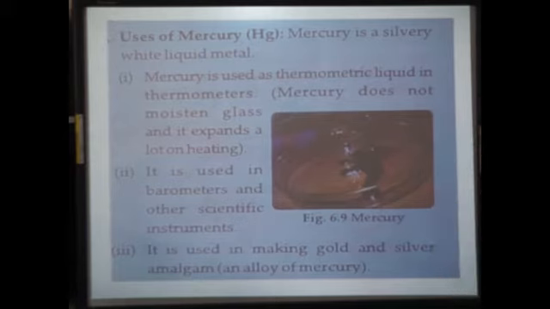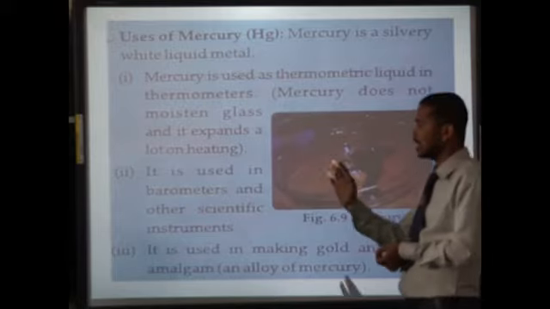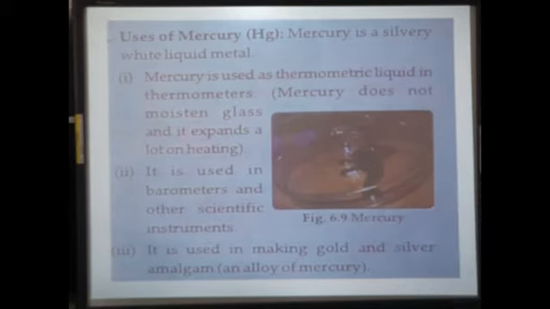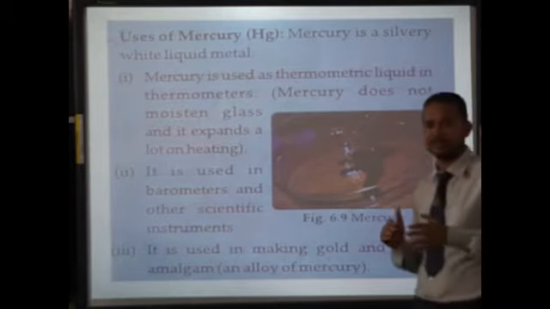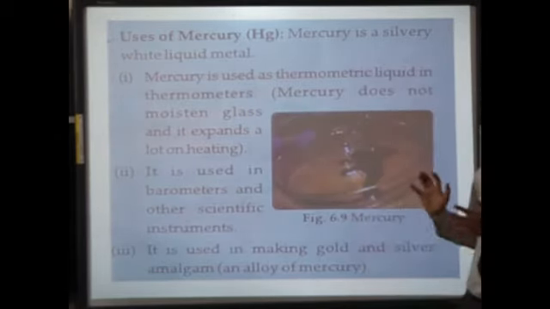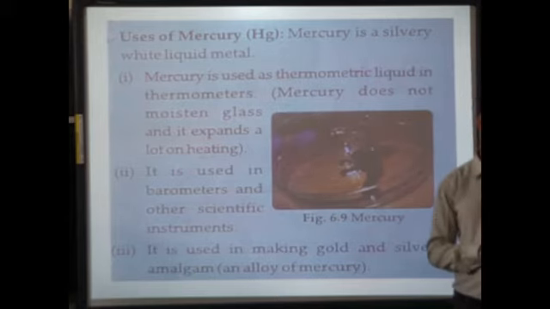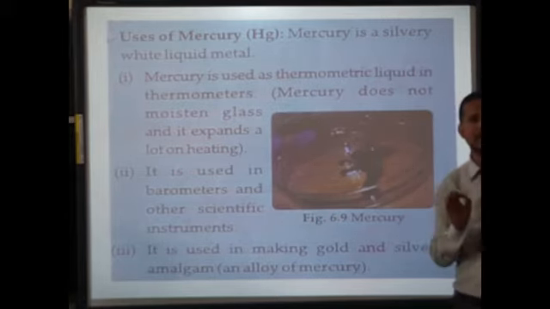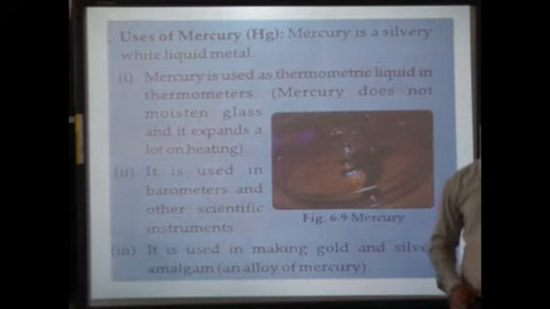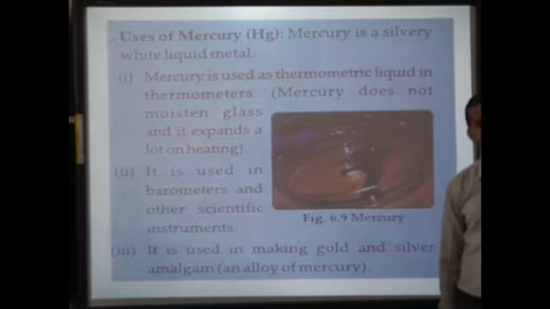It is used in barometers and other scientific instruments. Barometers, I think you have learned in geography. It is also used in making gold and silver amalgam. Last time when I was teaching you gold and silver, we were discussing the uses of gold and silver. I said mercury is used for making alloys of gold and silver, and the alloy in which one of the components is mercury is called amalgam.